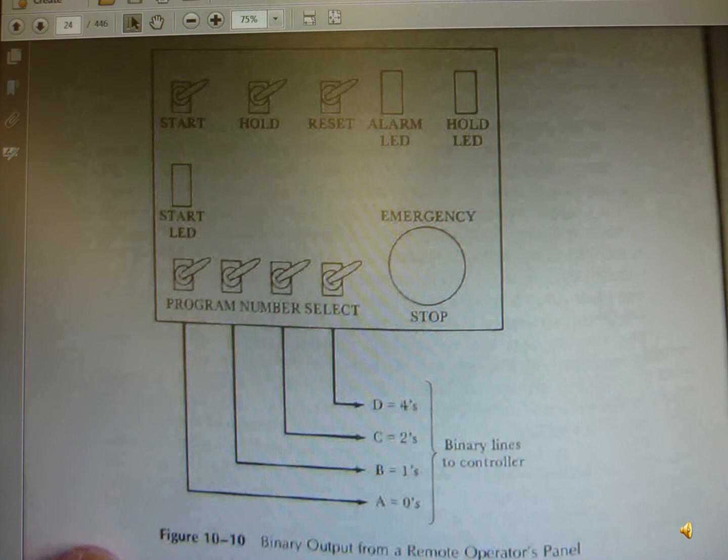The signals are A, B, C, D. A, B, C, D are binary lines. From the controller you see start, hold, reset, alarm, and there's also a program number select. You can also select the program number. So the binary lines A, B, C, D are coming out from the controller to the robot.